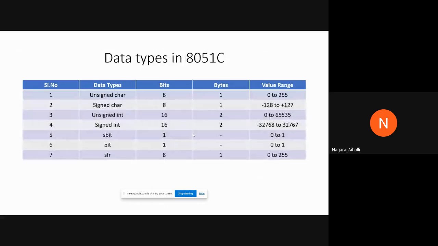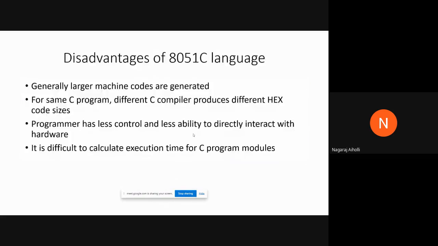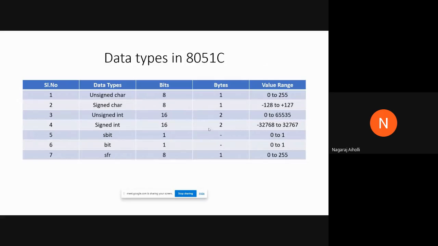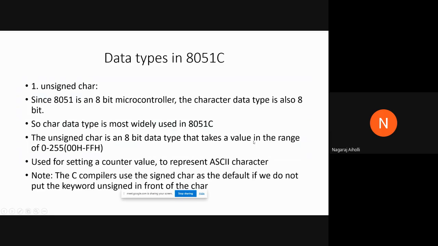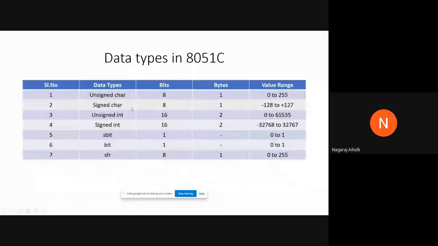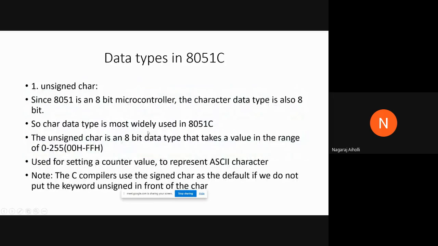Data types in 8051 C language. There are around 7 data types mentioned in the table. In examination, if they ask you to explain the various data types in 8051 C language, first you have to draw this table with the data types, bits, bytes, value range, and then explain each of these. Unsigned character, signed character, unsigned int, signed int, bit and SFR. All these you have to explain along with examples and their applications.